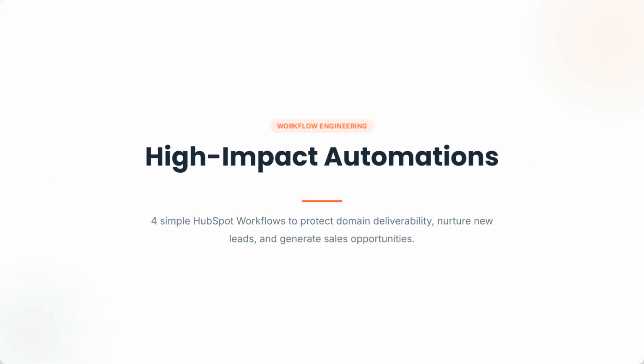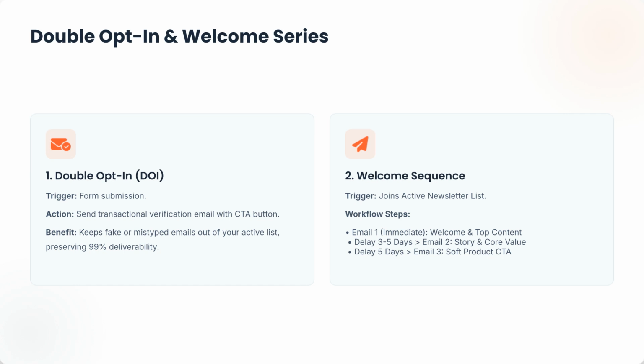Now let's look at high-impact automations. We will implement 4 specific workflows to protect your domain deliverability while nurturing your new leads into sales opportunities. First, set up a double opt-in workflow to verify new subscribers. Second, create a welcome sequence that triggers immediately upon list membership, providing value through a series of timed follow-up emails.